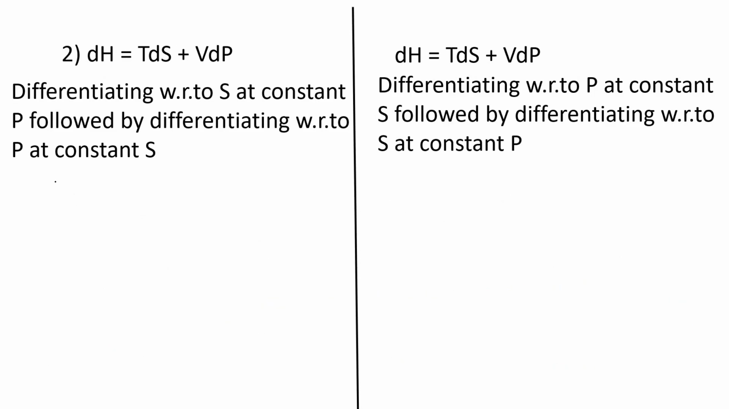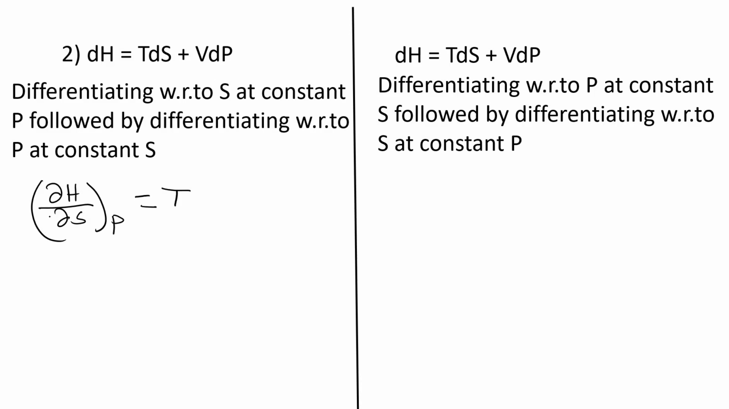The second one is dH equal to TdS plus VdP. So, here what we have to do? First, you have to differentiate with respect to S, entropy, at constant pressure. So, ∂H/∂S at constant pressure will be equal to T, since dS by dS is 1, and constant pressure means dP is equal to 0.